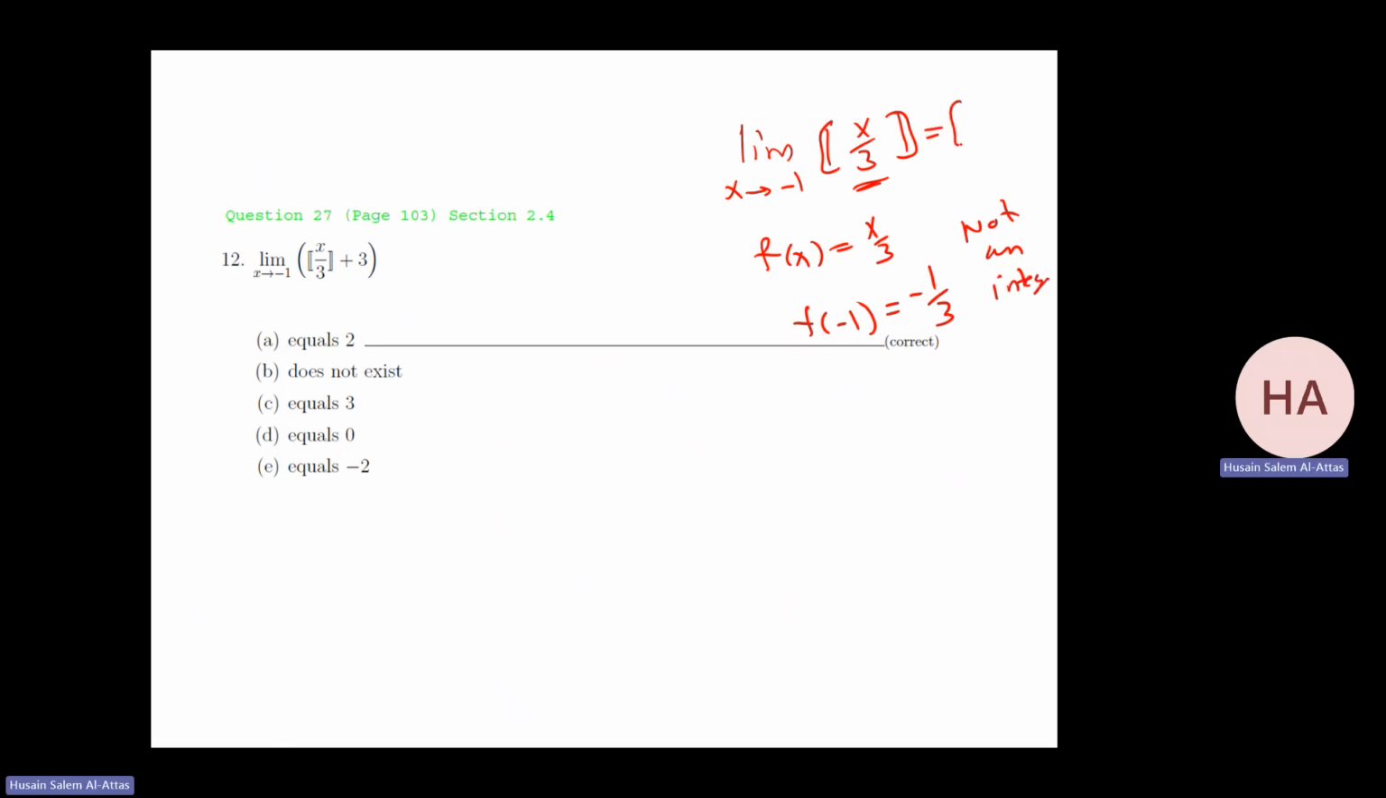So it will be the greatest integer of minus 1 over 3, and that is minus 1. And 3 is just a constant, so you distribute the limit. You have minus 1 plus 3, which is 2. Now, do I need to check from left and right? No, because when I substitute minus 1 inside, I'm getting a non-integer. So it equals 2.